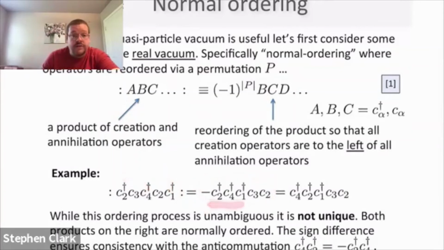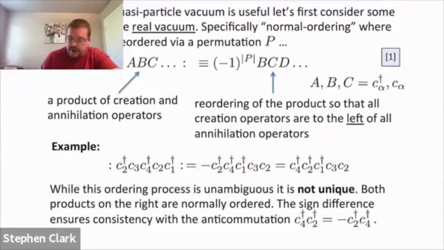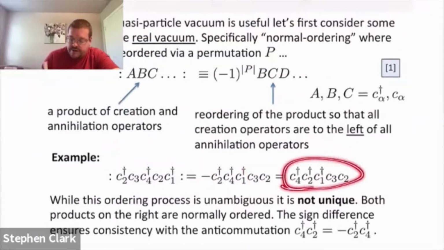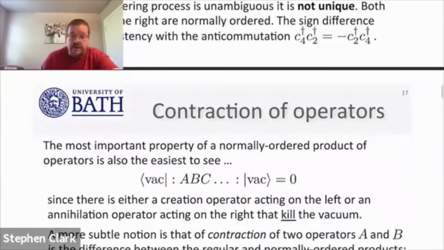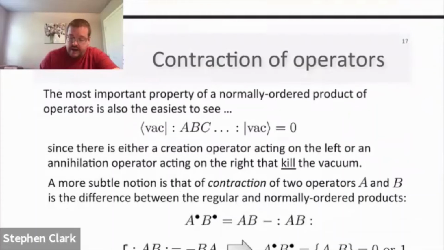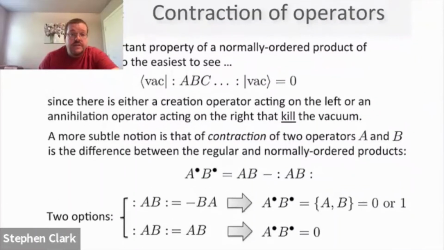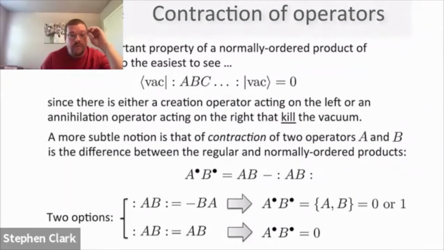Now this is normally ordered. We've got all the creation operators on the left and all the annihilation operators on the right. Of course, it's not unique. You could have reordered these operators among themselves and you get rid of this minus sign. It's not unique, but it is unambiguous. Okay, good. So once you've got this, it disappears if you take an expectation value. So that's the property here: normally ordered operators disappear when you take an expectation value. It kills them.